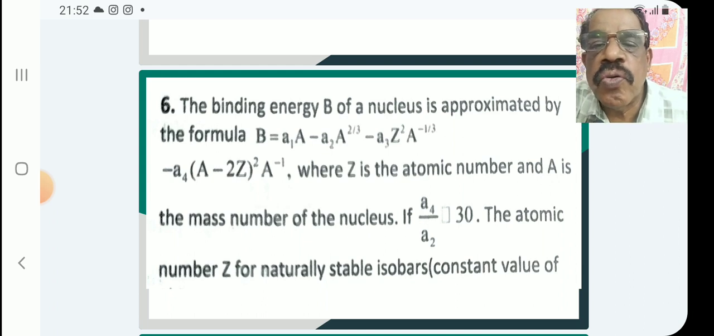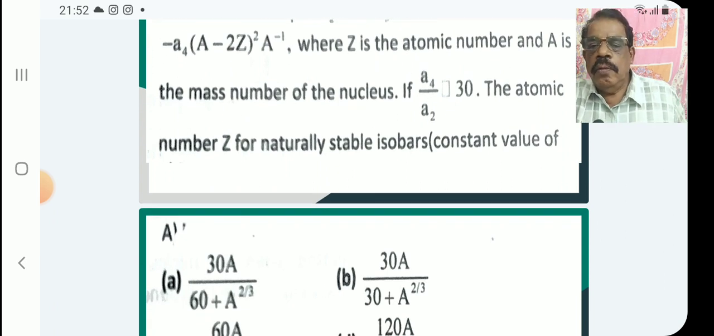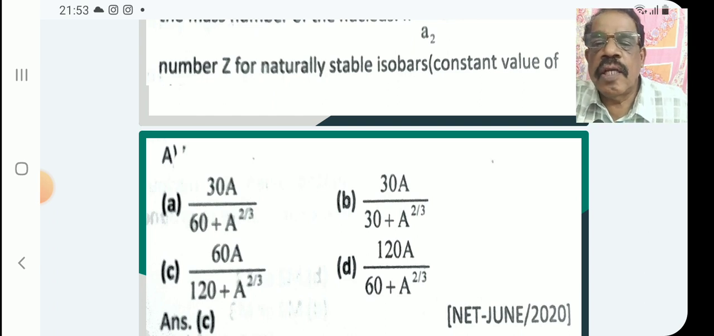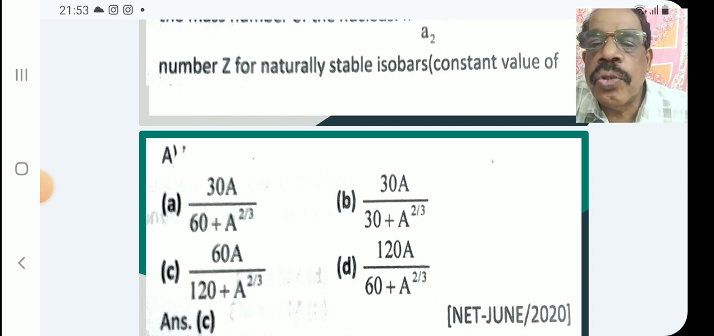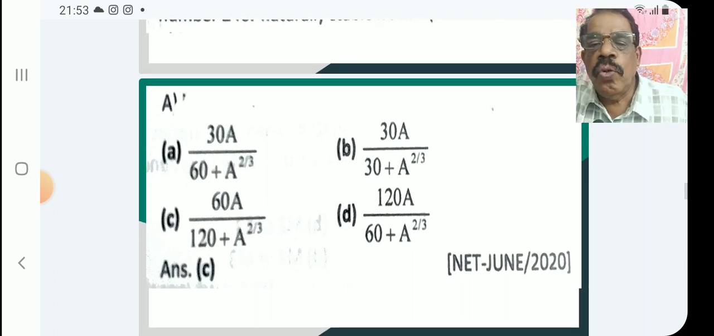If A1 by A2 is 30, the atomic number is set for naturally stable isobars. Isobars means constant value of A. The options are 30A by 60 plus A raised to 2 by 3, 30A by 30 plus A raised to 2 by 3, 60A by 120 plus A raised to 2 by 3, 120A by 60 plus A raised to 2 by 3. The answer is C. 60A by 120 plus A raised to 2 by 3.